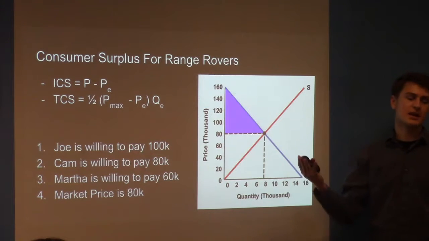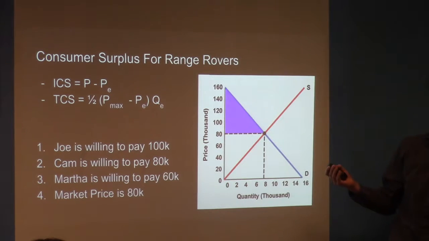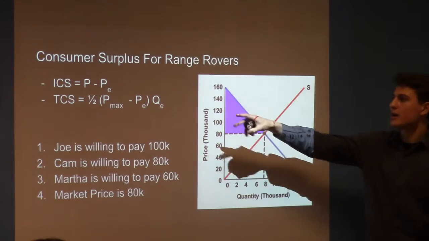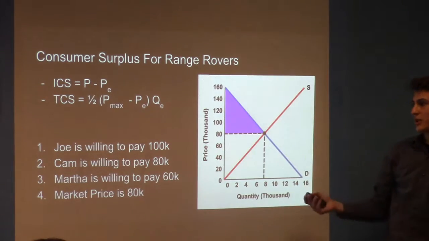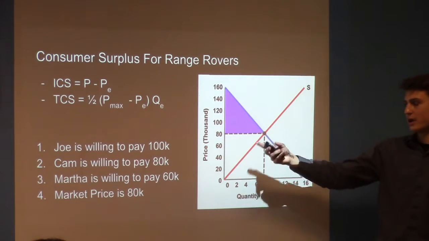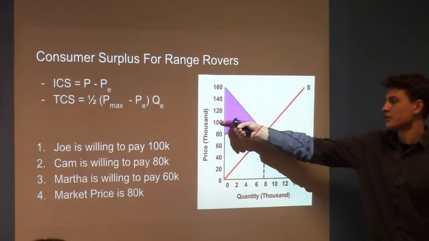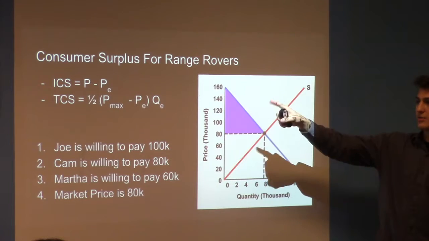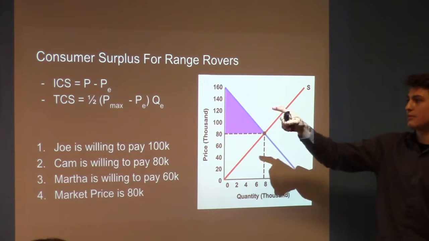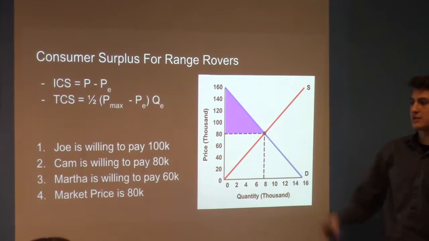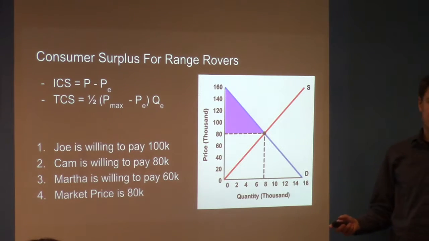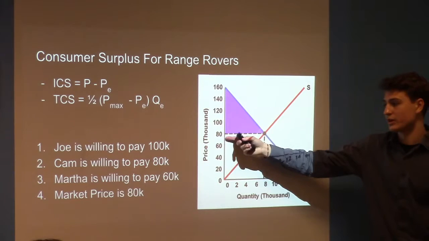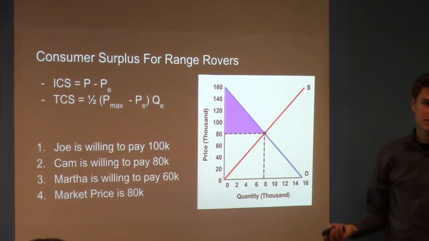The equations, there's no definite equations for the consumer surplus, but to find individual consumer surplus, let's say Joe is willing to pay $100,000 for a Range Rover. Drawing a line right there, his individual consumer surplus will be what he's willing to pay, $100,000, minus the price at equilibrium, which is $80,000. So his individual consumer surplus will be $20,000.